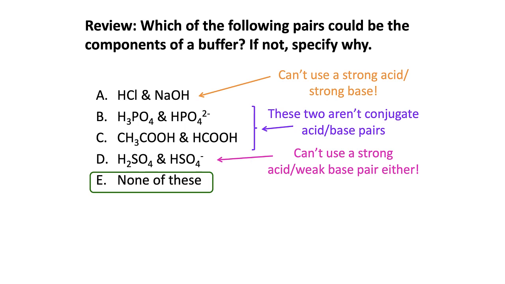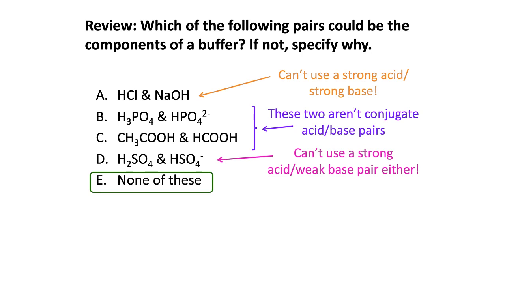B and C, they're not conjugate acid-base pairs, and so in order to avoid other unwanted interactions within the buffer, we really need to have them be conjugate acid-base pairs. And finally, D is a conjugate acid-base pair, but it's another strong acid weak base pair, so that's not going to work either, and therefore the answer is that none of these can make a buffer solution.